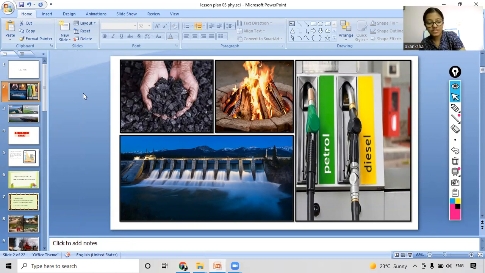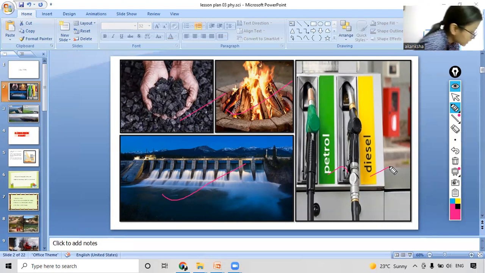So yes, you can see some coal. Okay, what else can you see? There is some coal, then there is some fire being used, then there are some dams also. Okay, petrol, diesel. Yes. So what are these things and what do we get from these things? In the end, what are we getting? We are getting energy, right? Energy from them. Yes, very good. All of these are sources of energy.